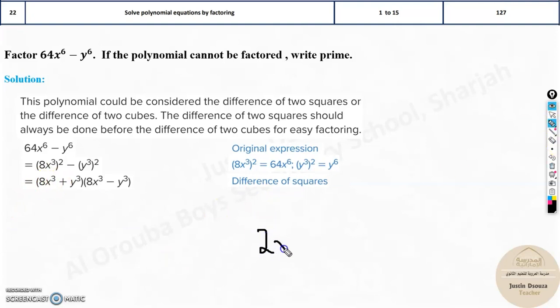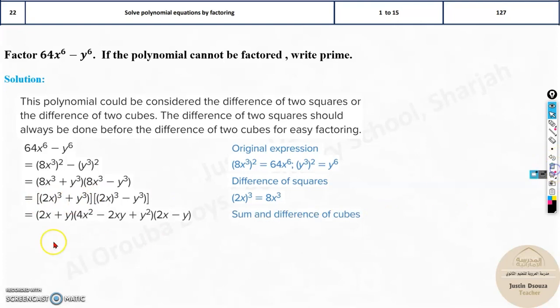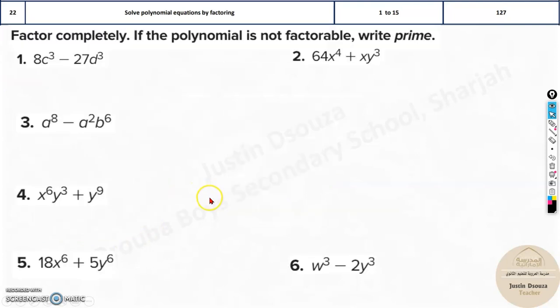See, 2x whole cube. Why? Because 2 to the power 3 is 8. Now then, apply this, 2 to the power 3 plus y. Instead of 8, you can write it as 2x to the power 3. And then all you need to do is use the formula for sum and difference of cubes. Here, a plus b, a square minus ab plus b square. Again over here, a minus b, and then a square plus ab plus b square. So this is the most simplified form and you can't simplify further.